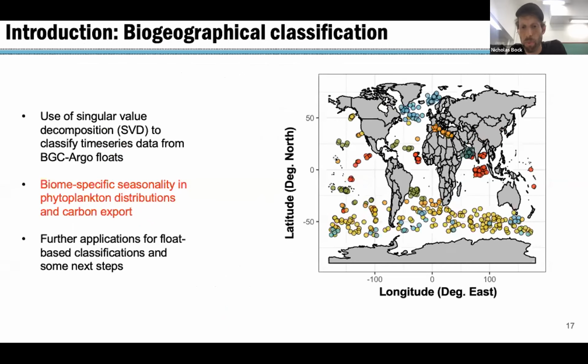I should have mentioned, each point on this map represents the median latitude and longitude of a given time series. And because each one of these points represents a full year's worth of profile data, this approach provides a huge amount of data to study biological processes within each one of these biomes.